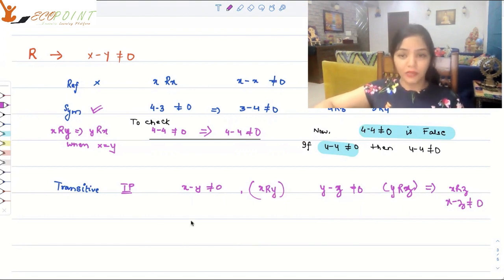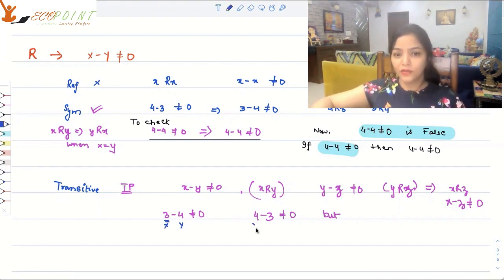Well, will that happen? Let's take any example. Say, let's take 3 minus 4 is not equal to 0. Right, absolutely right. What if I take 4 minus 3 only? 4 minus 3 is also not equal to 0. But mind you, this is giving me a scenario where this is your x, this is your y, this is your y, this is your z. So x and z are actually equal, but 3 minus 3 is actually equal to 0. So therefore, what's happening?